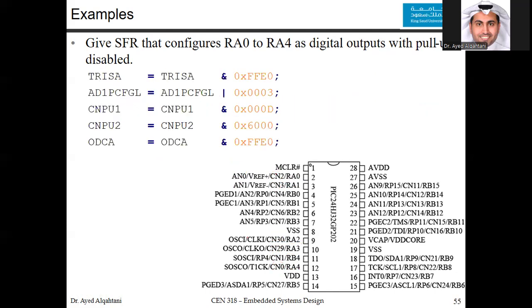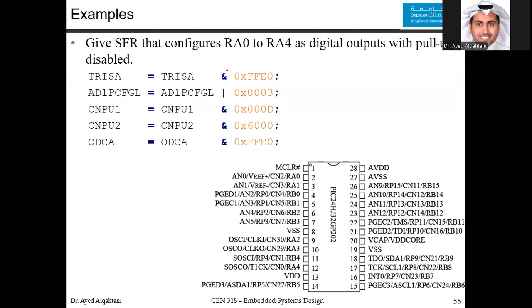Now, for the same example, we will do the configuration, but now we are using the special function registers as a whole. We are not individually doing the bits. We will do the whole thing. TRIS and the ODC are really easy. The things that you need to be aware of are the analog or the BCFGs and the change notification pull-up enables. These you need to be careful about.